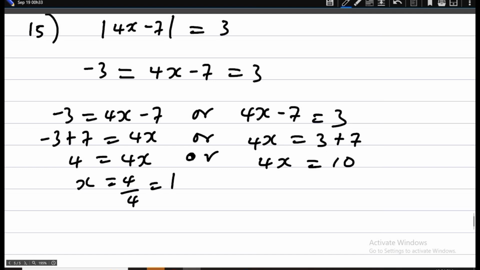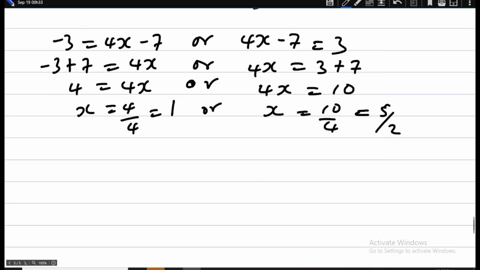Okay, so here I'm having 1 now, or for this side I'm having that x is equal to 10 divided by 4, which will give us 5 over 2. So that is for 15I. We move to 15II.